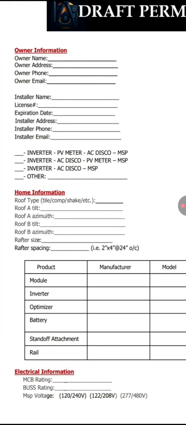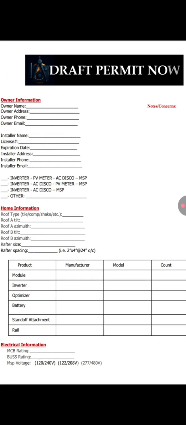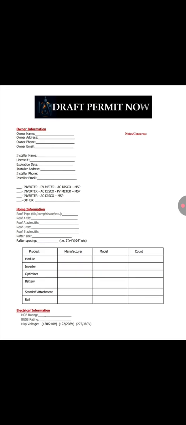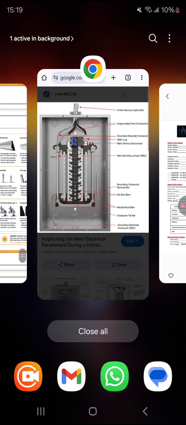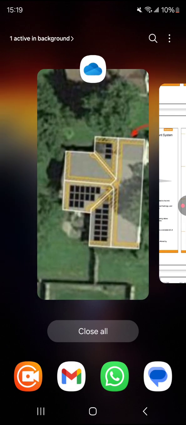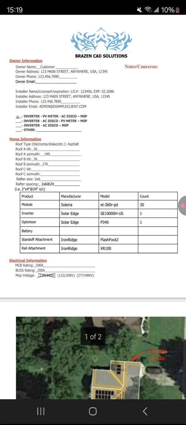So that is the full checklist. Owner information, installer information, stringing, the structural information, make and model and quantity of the equipment, and then the electrical information. Okay? And we go away and give you a project. Okay, there's one filled out. This is a typical checklist filled out.